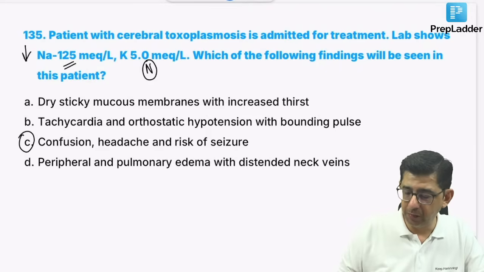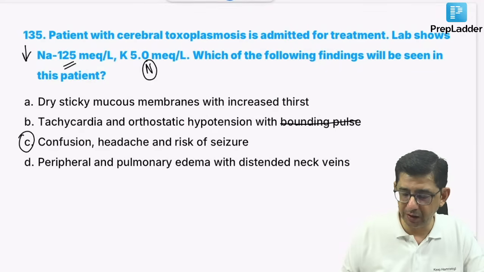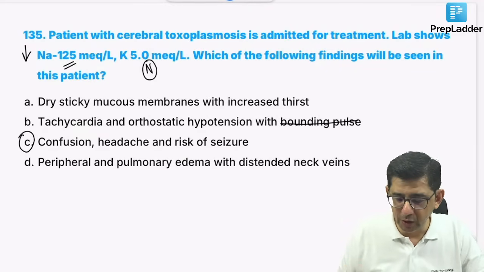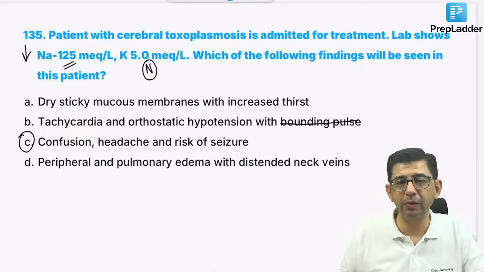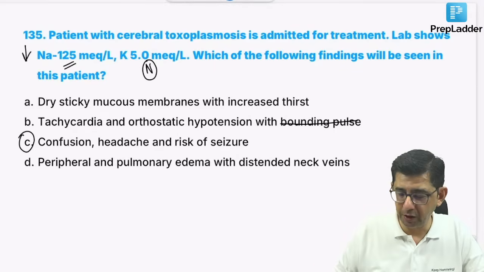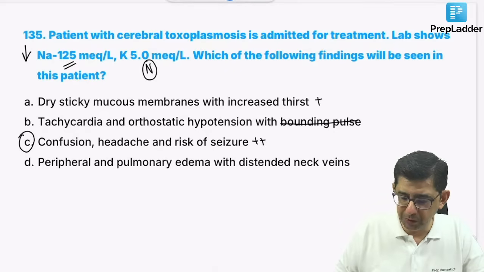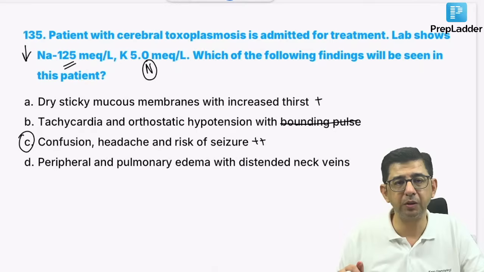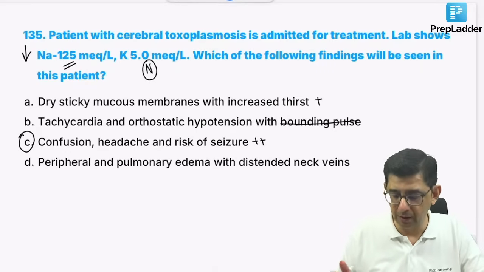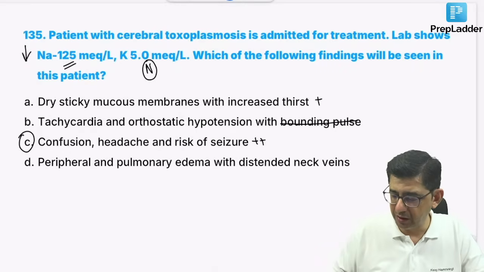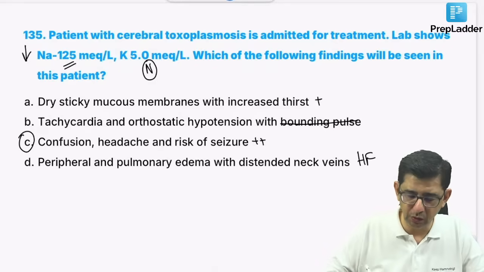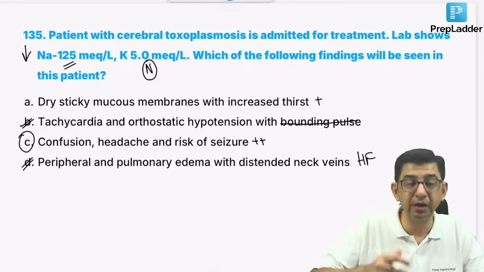Hyponatremia will not cause a bounding pulse, so that is against this. Option A looks pretty decent. That is hyponatremia. There can be increased thirst in a patient because he has lost water from the body also. But because it is dangerous hyponatremia, I'll give more credibility to option number C as compared to option number A. And distended neck veins is a feature that is given in heart failure. So B and D were ruled out. It is between A and C only.